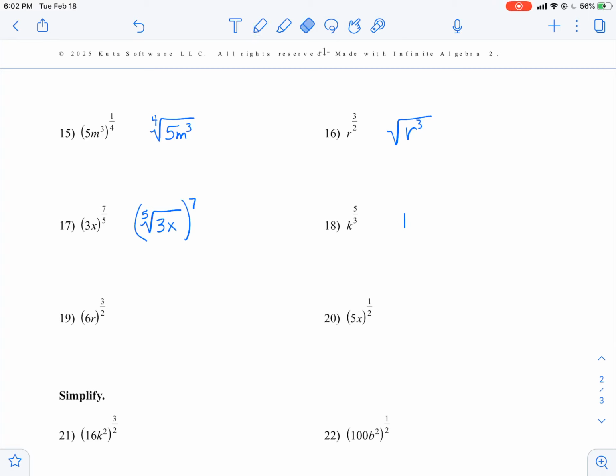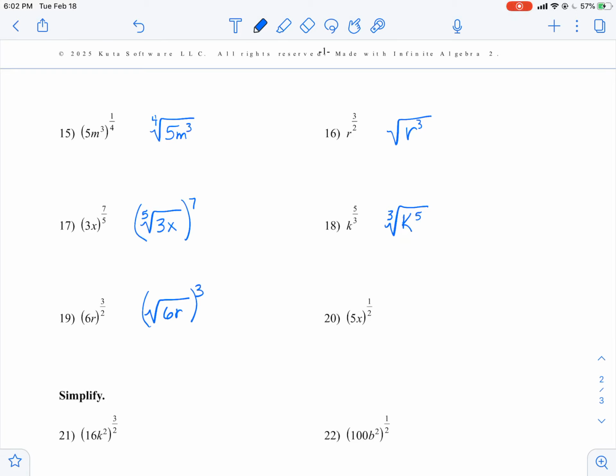Okay, so this is your K, and it is your power over your root. Go ahead and try 19. Okay, the 6r again is in parentheses, so it's all underneath here. It is power over root, and again it would be the square root, so I'm not going to put anything there.